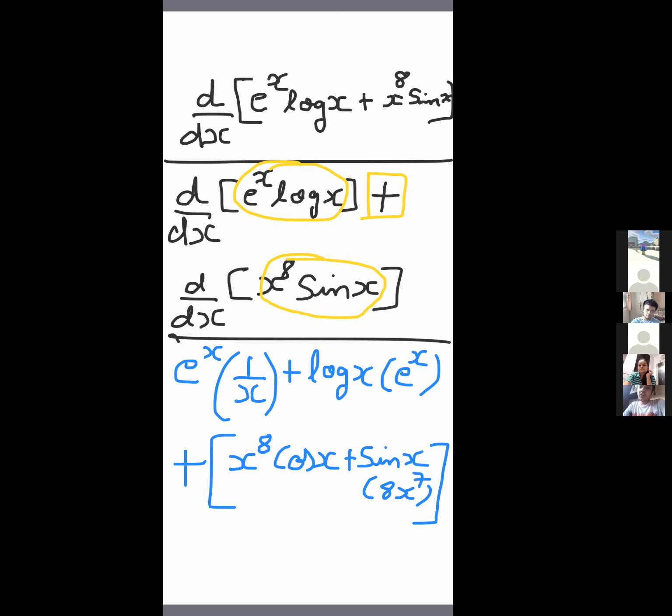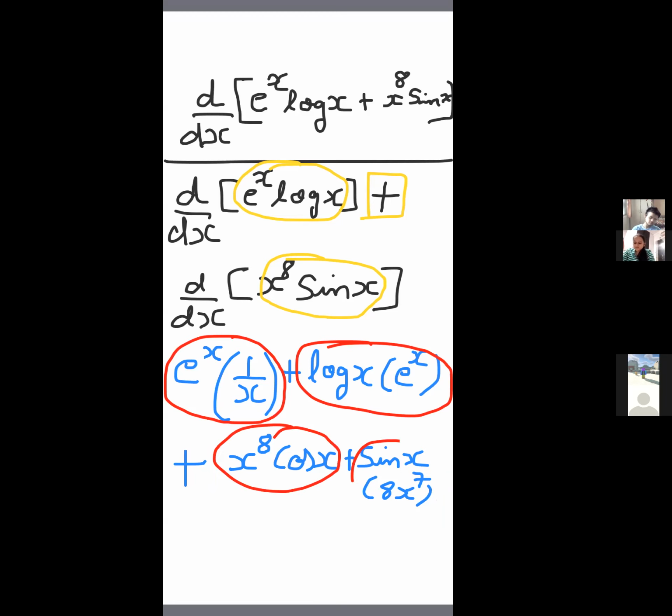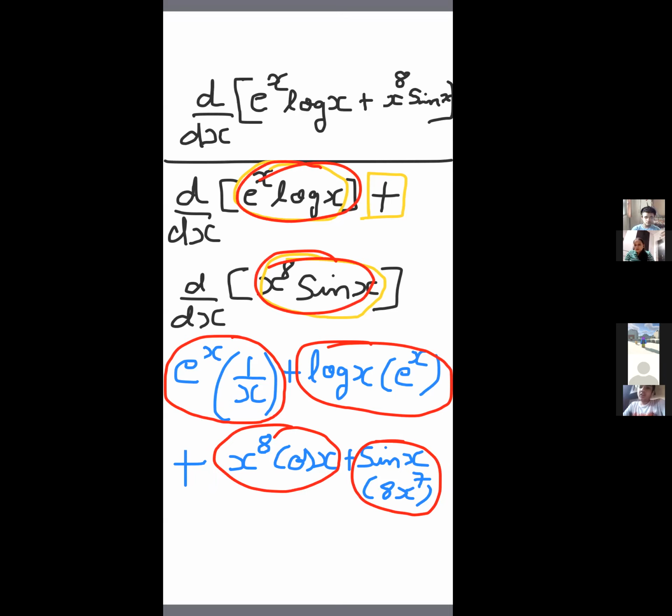You can take e power x common in the first two terms. You can take x power 7 common in the second two terms, but whatever, this would be your answer. Now I can safely remove this bracket because there is no negative sign. So these are the four terms that you will get: first term, second term, third term, and the fourth term. First two terms belong to the first product rule, and second two terms belong to the second product rule.